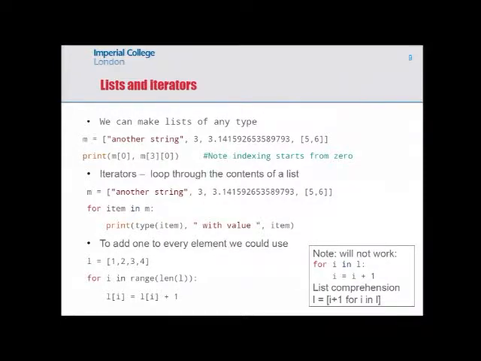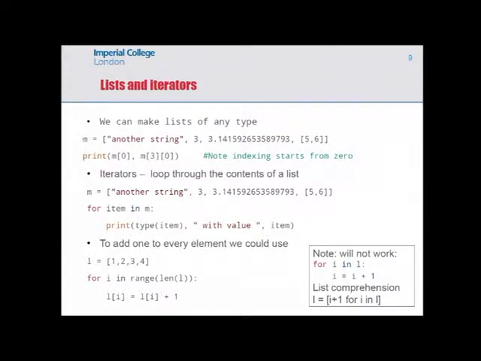And lists can be a collection of any Python objects. So this one here is a string, an integer, a floating point number, and then another list itself. And then we can just retrieve elements from that list by using indexing. So we're getting the 0th element here, which would be another string. The third element here would give you the list, and then we can use sub-indexing to get the first element of that list, and so on.